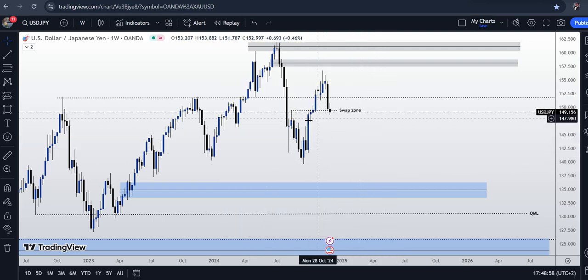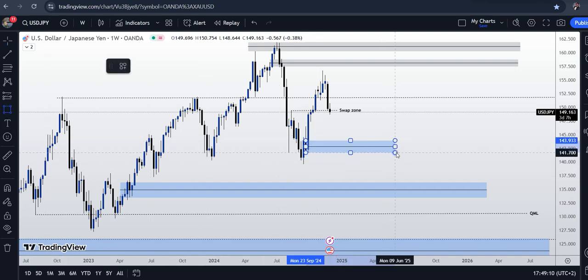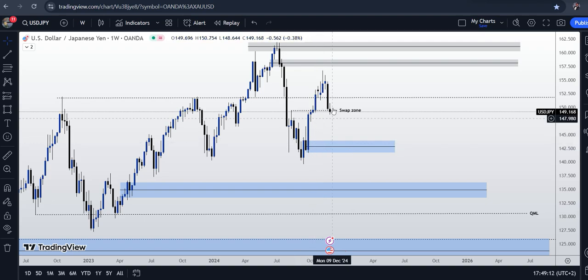That's a swap zone. Then I can see imbalance here, and I can see a demand zone here. This one was mitigated, but what happened again is that we had price leave a rally base rally right here. So when price gets to that level, we might see price push a little bit further up.